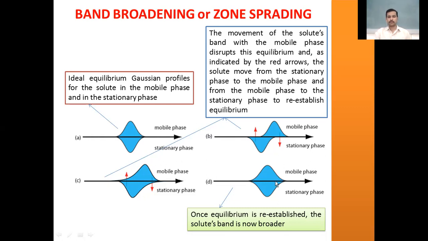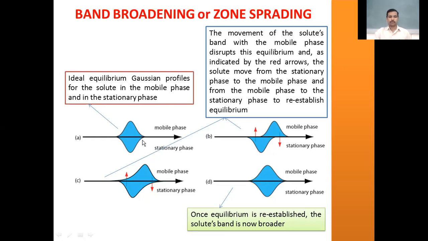So this is what we will expect at the end. And there is an increase in the width of this band, and this increase in the width of the band is more commonly due to disruption of the equilibrium, due to the interaction of the solute with the stationary phase to a greater extent, or interaction of the solute with the mobile phase to a greater extent, whichever is possible. Thus the increased width of the band can be seen.